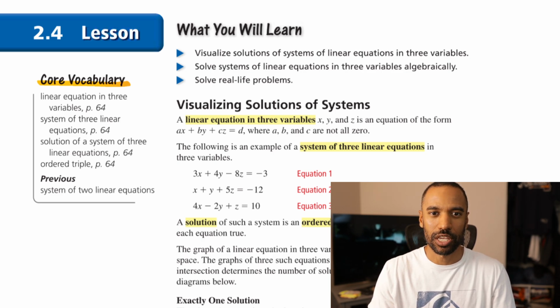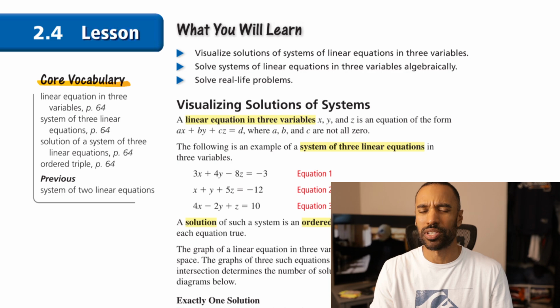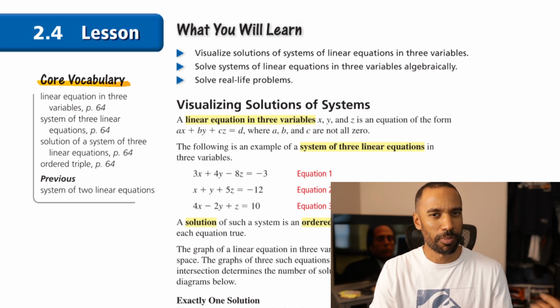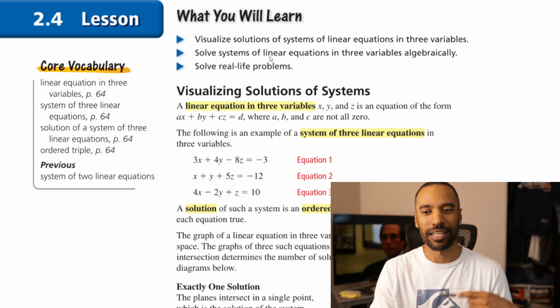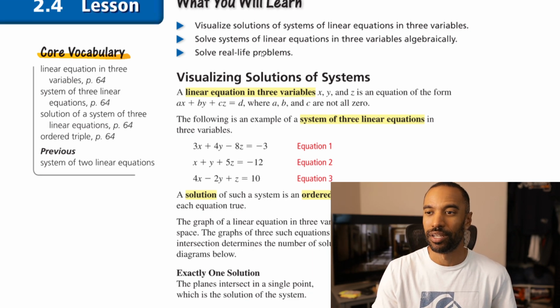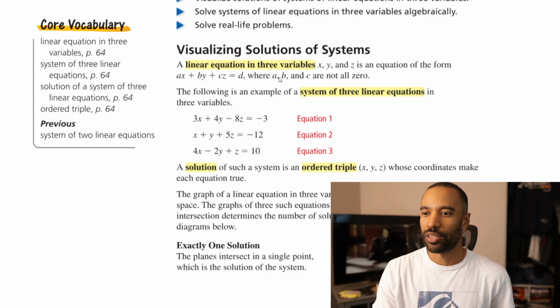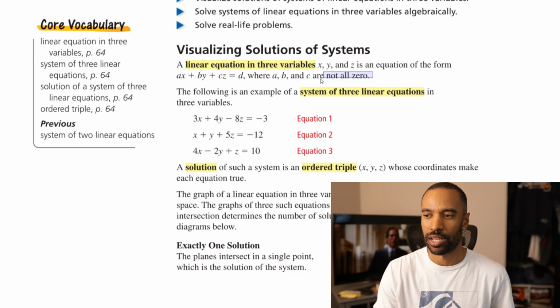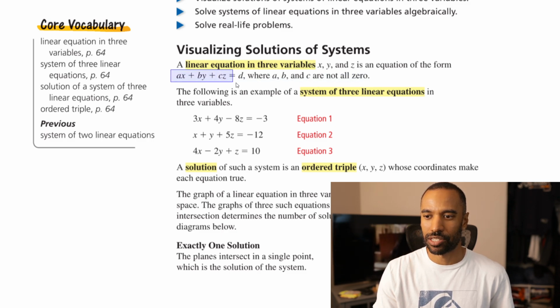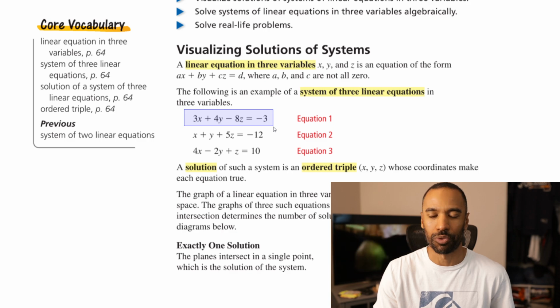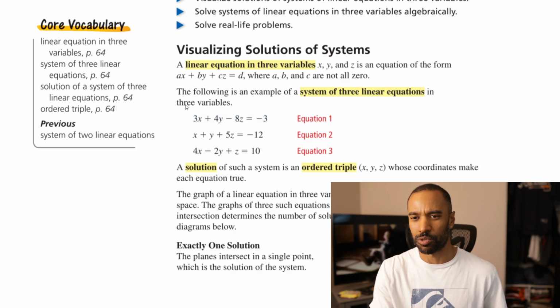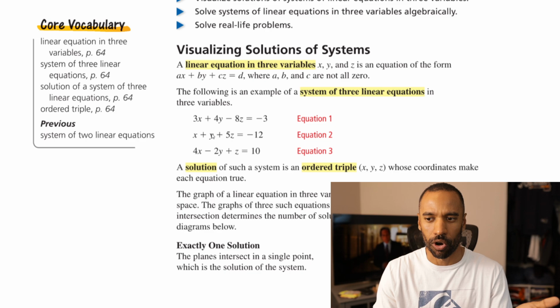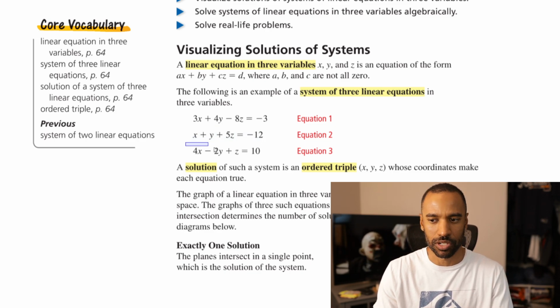Okay, previously you would have known what a system of two linear equations was. I don't know how often we've been diving into systems of two for previous problems, but it's something you would have done from at least IM1. So anyway, a linear equation in three variables x, y, and z is an equation of the form ax plus by plus cz equals d, where a, b, and c are not all 0. So basically, 3x plus 4y minus 8z equals negative 3. Not much to say about that as a whole. These are all different linear equations in three variables.